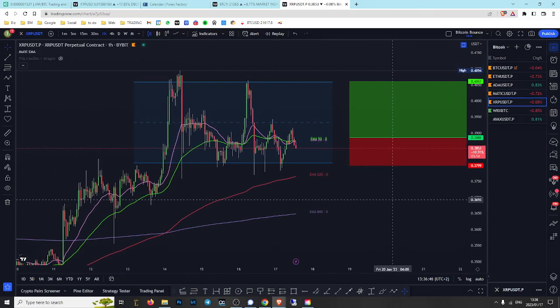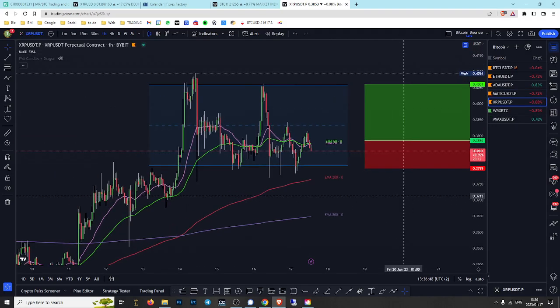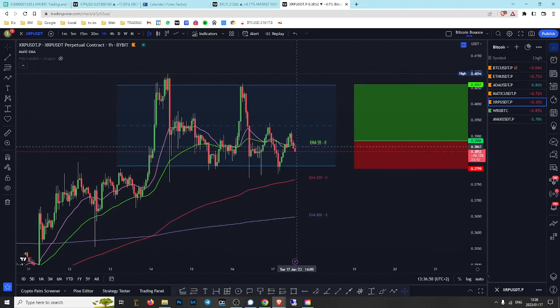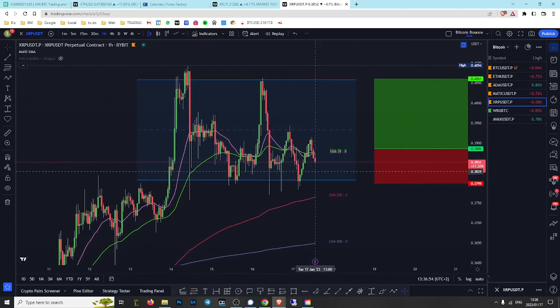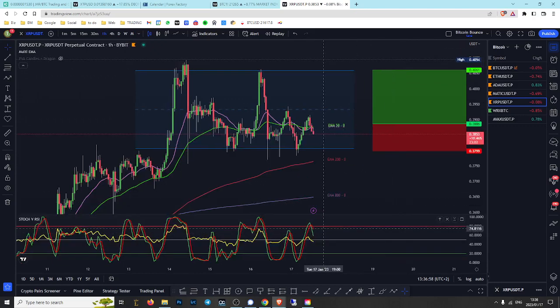XRP, basically exactly the same thing as MATIC, and also now on the 1 hour we're below the 50 EMA, which I definitely wouldn't get in until that turns. We can see the stochastic on the 1 hour is also to the downside, and the RSI is under 50. So I definitely wouldn't get into XRP at the moment until this turns. So, the RSI above 50 and the stochastic with the green above the red again.